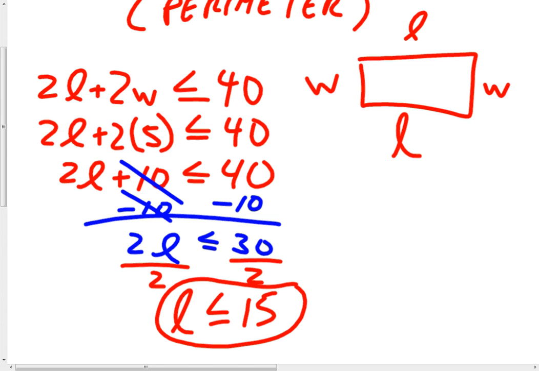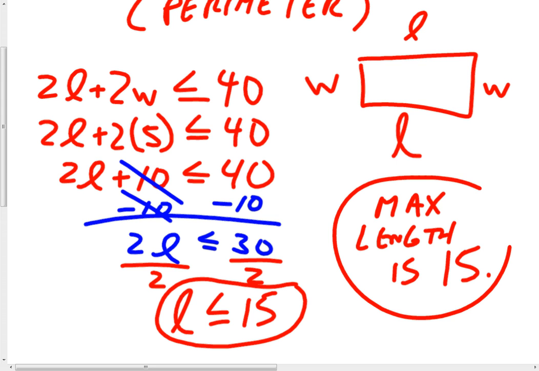What does L stand for? Length. What question is being asked? What can be the maximum length of the fence? L can be a lot of stuff. It's saying L is less than or equal to 15. So what's the biggest L could be? 15. Max length is 15. That's your actual answer. This is the inequality that helps you find that answer.